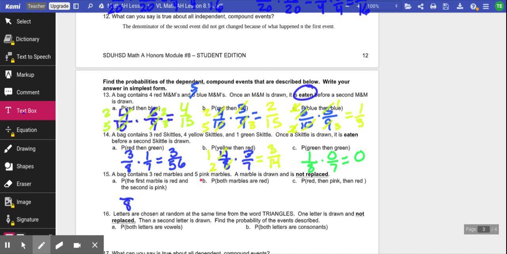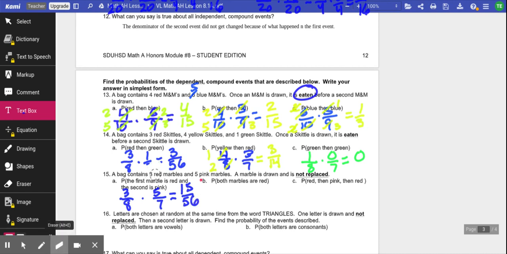And there are 3 red. I take out a red and I don't replace it. So now there are 7 in the bag, and there's still 5 pinks in the bag. So I have 3 8ths times 5 7ths. I'm looking for things to reduce. Nothing reduces. So I get 15 out of 56.